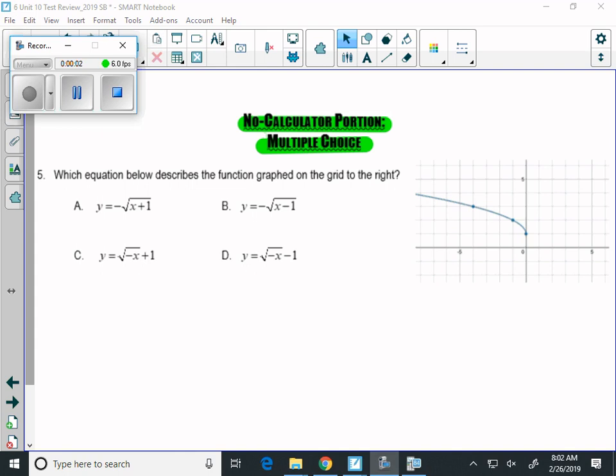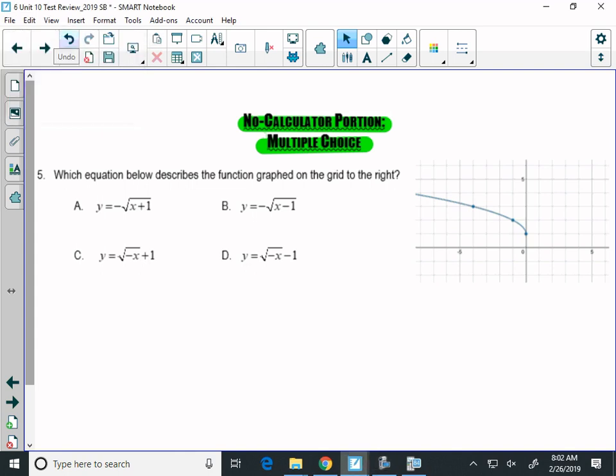This video is for the no calculator portion of your unit test, Honors Algebra 2 review over square root functions. So we'll start with some multiple choice problems here, and then we'll work on some free response. The first one says, which equation below describes the function graph to the right? Well, you need to be able to identify the transformations that have taken place for the graph.